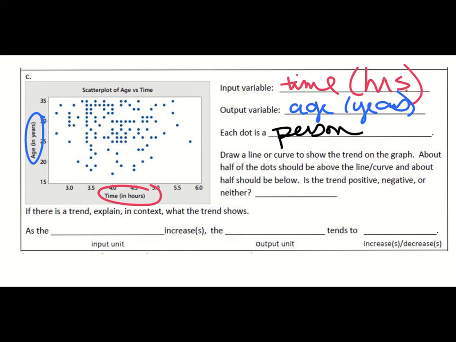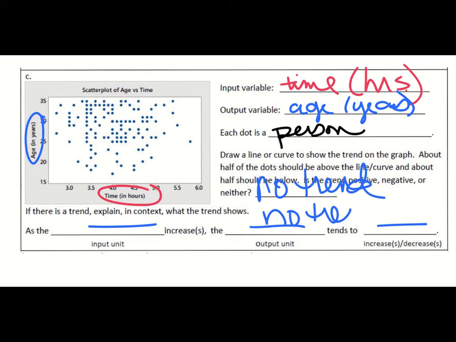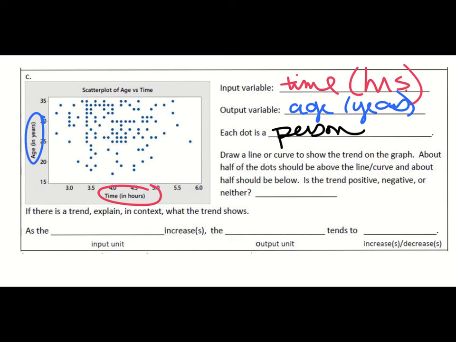But this one, you notice that you have dots everywhere. You can't really tell if it's positive or negative. So basically this has no trend. So if this has no trend, you don't fill this out. You can't basically tell me a pattern, so you don't need to do that part. So this has basically no pattern, so it's not positive or negative.